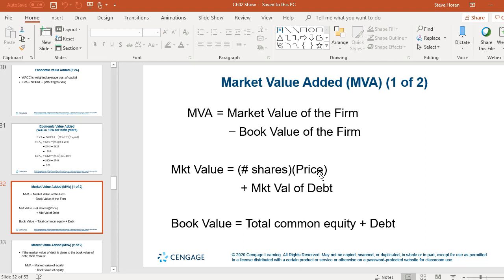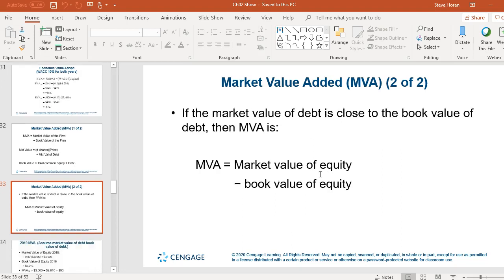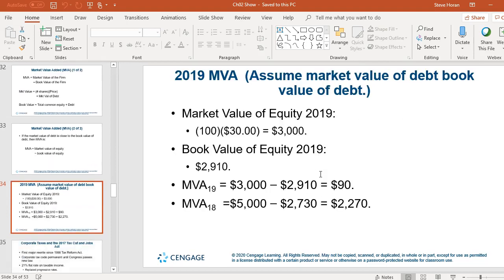Then market value added is the market value of the company minus the book value. Market value is what the share of stock is worth on the market. Book value is the equity of the company. So we're comparing market value to its common equity. Ideally, market value is more than the book value, and the higher that ratio, the better management has done at adding value to the firm. It says here, if market value of debt is close to the book value of debt, then MVA is market value of equity minus book value of equity. That's usually the way it works out.